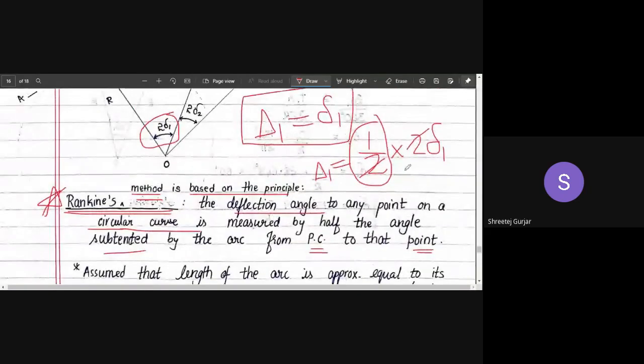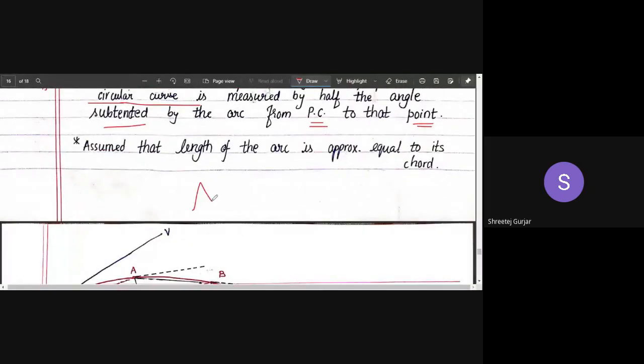Very important, remember that the deflection angle delta is equal to half of what? Half of the angle subtended by that particular arc. Suppose it is delta 2, it will be delta 2. If it is delta 3, this will be delta 3. So this is the principle on which Rankine's method is based.